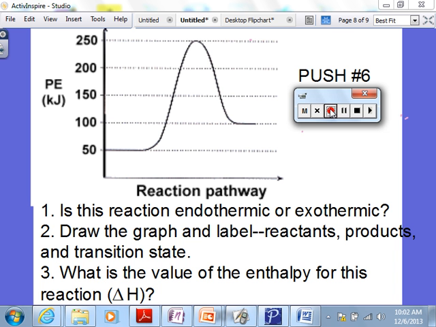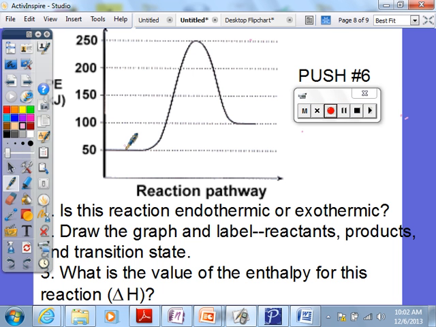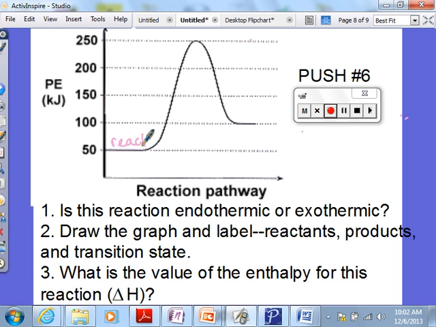Start from 2 and then we'll go back and look at 1 and 3. So on the graph, where are the reactants? Okay, at the beginning. Good. So 50 kilojoules. The reactants are here. Transition state. Okay, so the very highest one is your transition state. It makes sense. When you transition, you're going from one thing to another, so your transition state is there at the top.